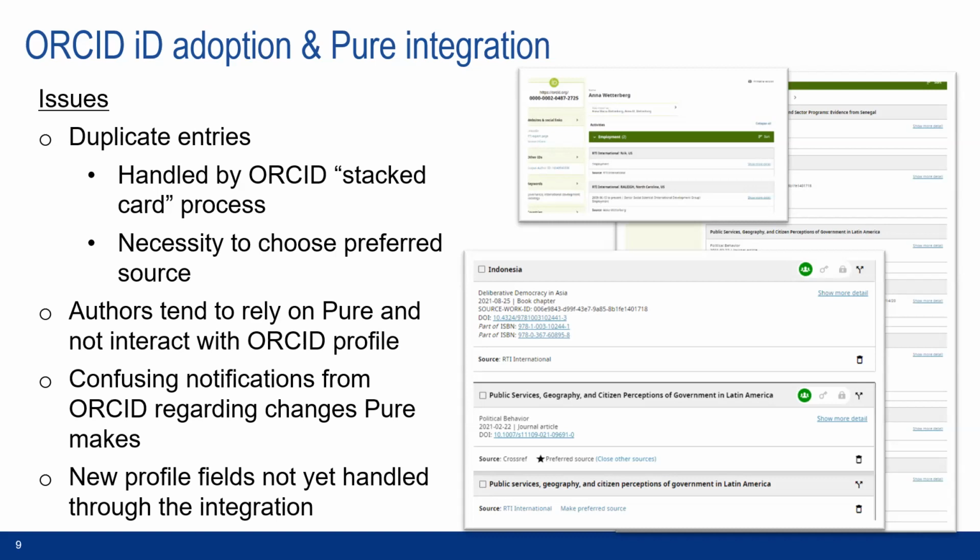It's interesting sometimes because there's a little bit of confusion with the notifications. If we make a change and they get a notification from ORCID, but it's actually related to a change that we've made in Pure, sometimes there's a little confusion there. And ORCID keeps opening up new fields that can be populated via the API. And so it's a little bit of a challenge to keep my Pure up to date and get Elsevier notified about these changes so that they can send that information across.